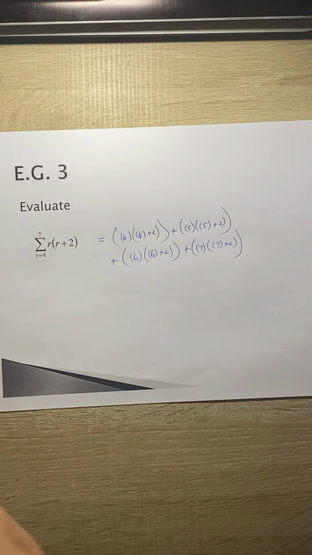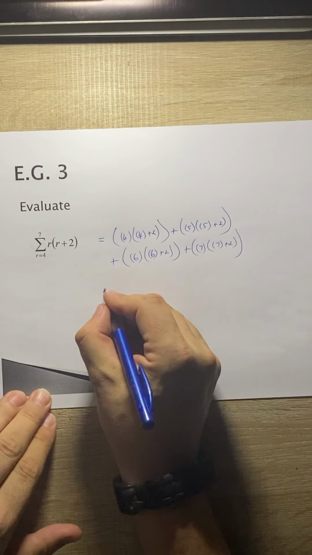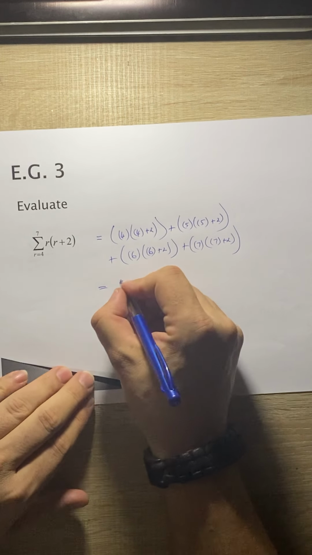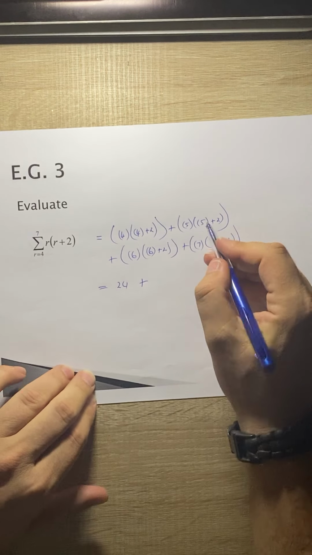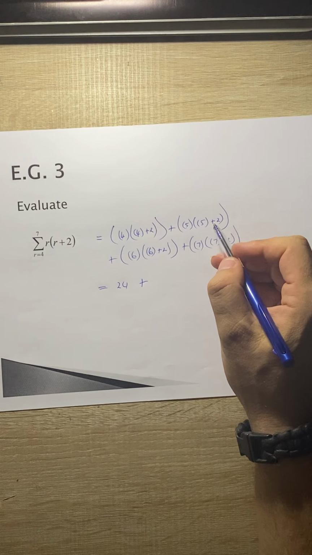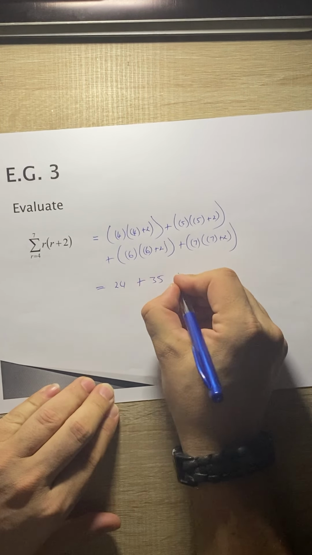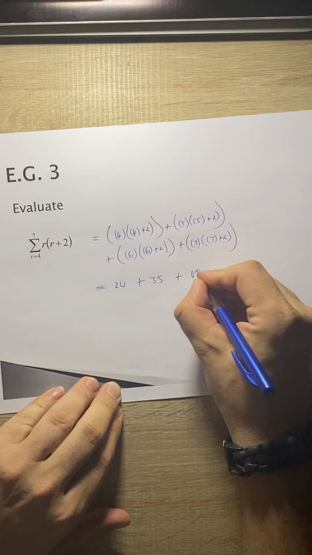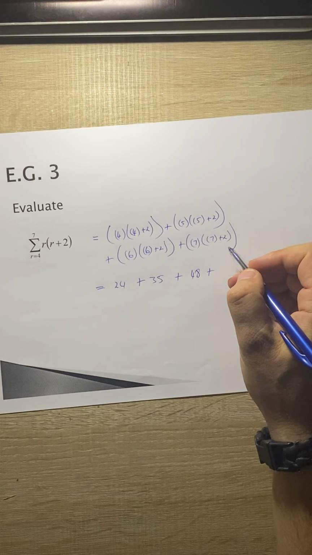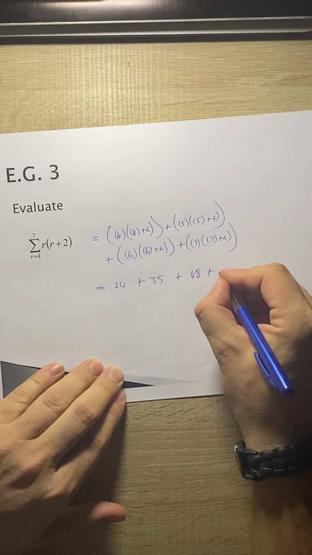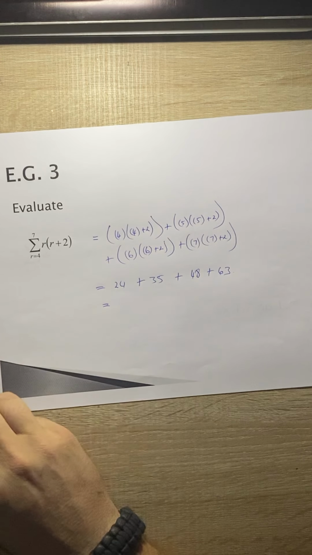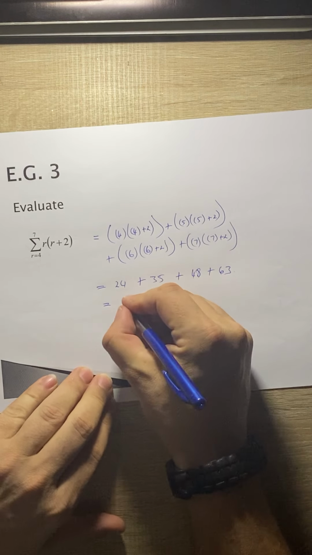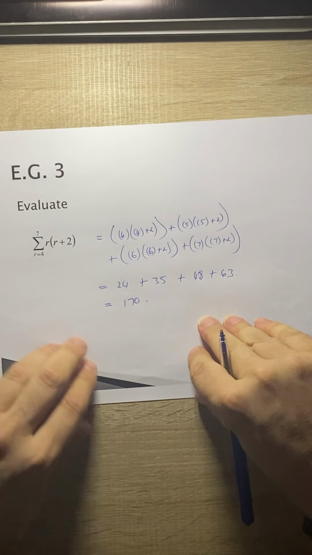Now I can evaluate this. Over here we get 4 plus 2 is 6, 6 times 4 is 24, plus 7 times 5 gives us 35, plus 8 times 6 gives us 48, plus 9 times 7 gives us 63. And then we can just add those numbers together, and we get a total of 170.